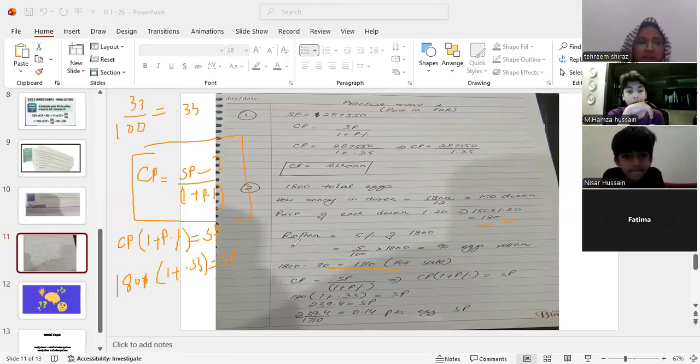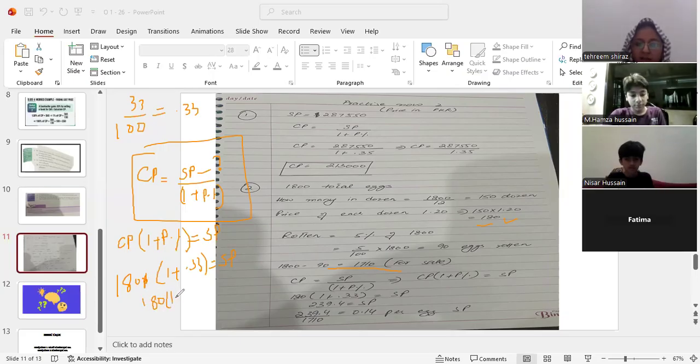Actually, when we multiply 150 with 1.20, the answer is 180. Clear? Okay. Now we need to know the values. The cost price is 180. If I solve it out, 180 times 1.33, that must be equal to the sales price. And the sales price is 239.4. Is this clear to everyone?